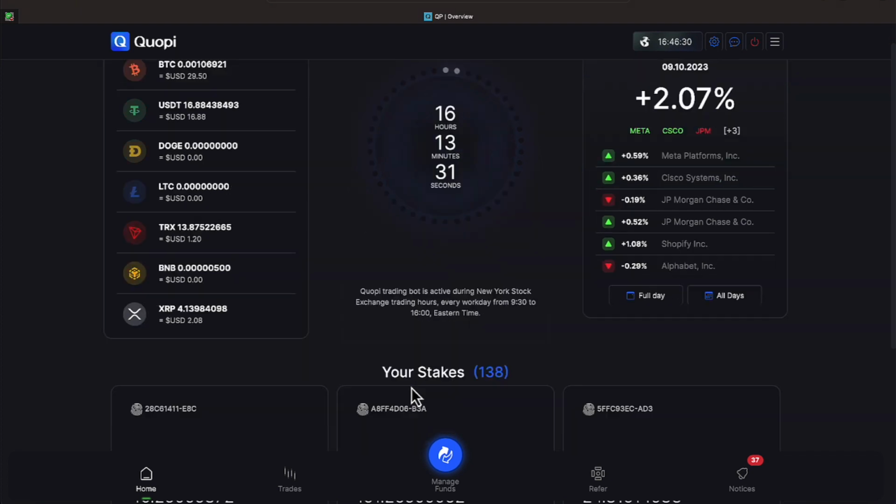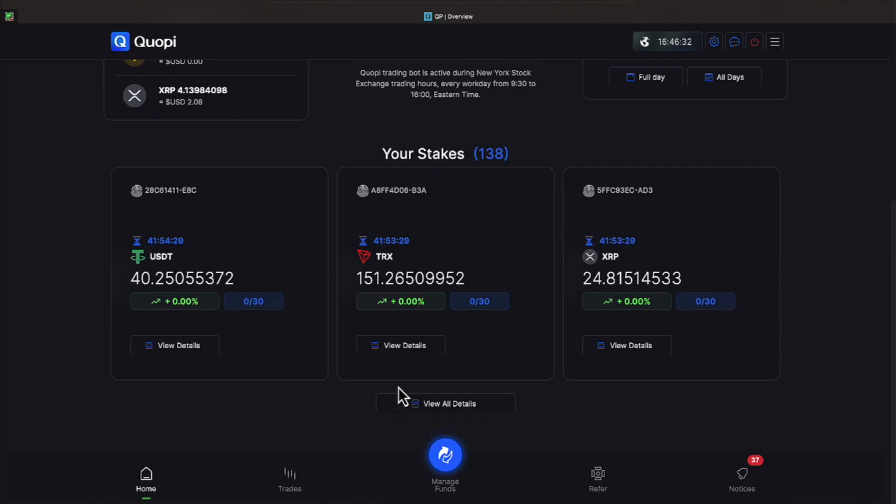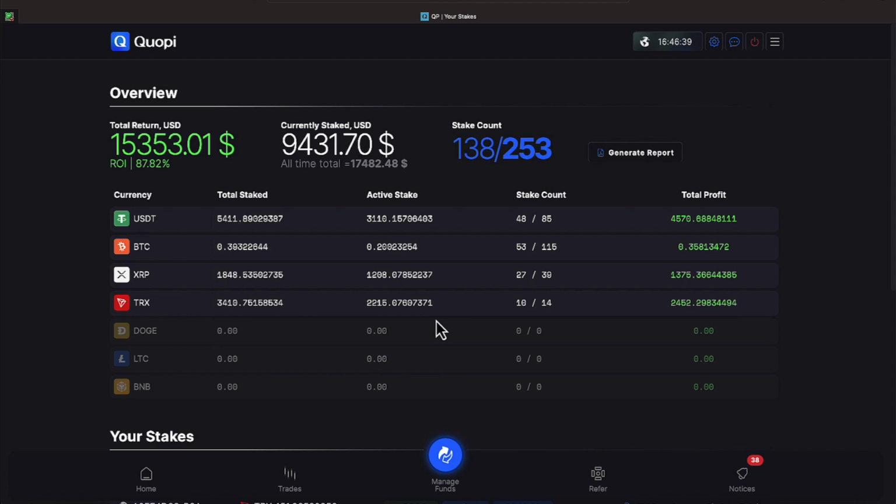We have 138 stakes. Let's go ahead and go through these stakes right quick, everyone. Stakes are for 30 days. You cannot add to a stake. You cannot remove from a stake, but you can take profits from that stake daily. If we take a look over here, it takes about $8 to $10, give or take, to join Quopi, because you can put in USDT, Bitcoin, XRP, Tron, Doge, Litecoin, and the Binance coin.